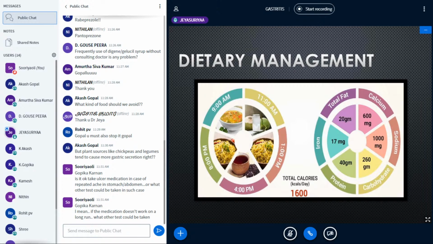Yeah, if the medication doesn't work in the long run, what other tests would be taken? If the disease is not yet cured, then the doctor will prescribe something like gastrin blockers prior to the vagotomy. Completely blocking the gastric acid secretion is different from other medications like the muscarinic blockers and the gastrin blockers, which can be prescribed. Even after that, if your disease is not cured, then the doctor may ask you to opt for the vagotomy. Yeah, thank you.